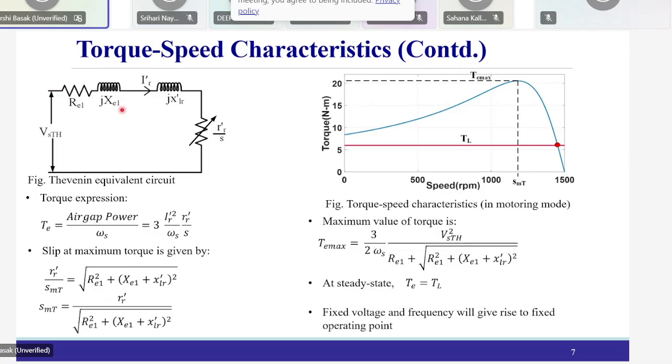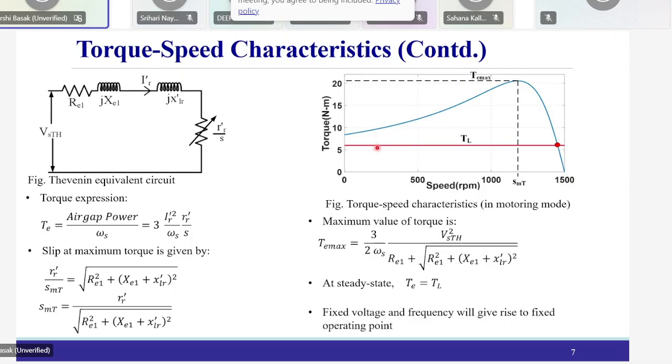So this is the complete internal impedance, and this will be R_r. So S_max T will be R_r dash by this one. Okay. So this is a torque speed characteristic which corresponds to a particular voltage and a particular frequency. You will get a particular torque versus speed profile for the induction motor. Okay. And then what will be the operating point of this?